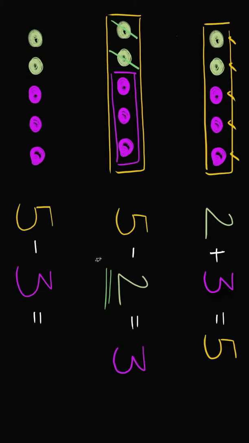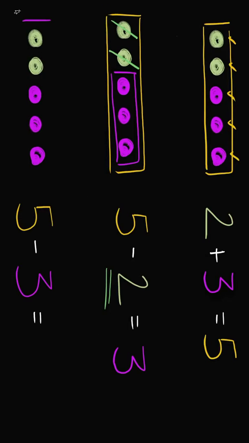And you might already see a pattern here. 2 plus 3 is equal to 5. But if you start with 5 and you take away 2, you're going to be left with 3. Look at how this is arranged and look at how this is arranged. 2 plus 3 is equal to 5. But 5 minus 2 is 3. And it works the other way around.